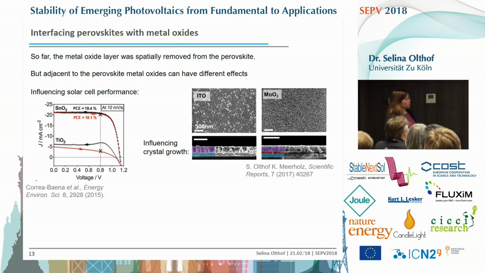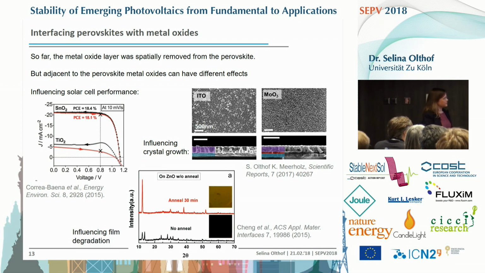You can change morphology. So this is an example from my lab where we looked at the growth of perovskite on indium tin oxide and molybdenum oxide, and you can see how the crystal size severely changes when you change the substrate. So film growth is affected. And this isn't very impressive, well, not on this projector, but anyway, here is an example that it can really change the degradation of your film.